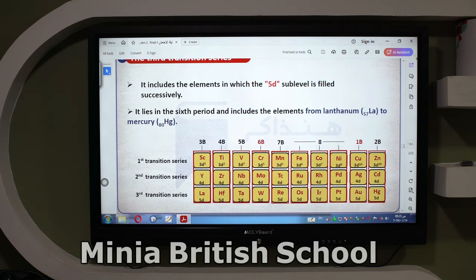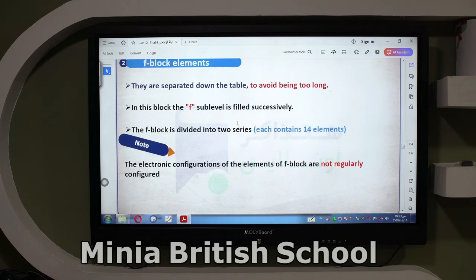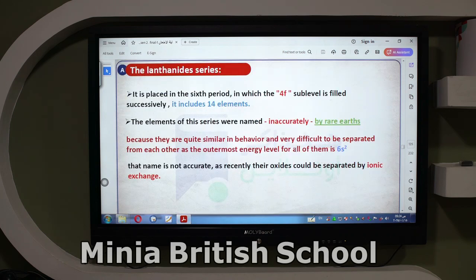So lanthanum is located in D block elements, not F block elements. That's the main point. F block elements are separated down to avoid the table being too long, as we said. In this block, the F sublevel is filled successively, and it has 14 elements because F has 7 orbitals and 14 electrons, and it's completely filled by 14 elements.